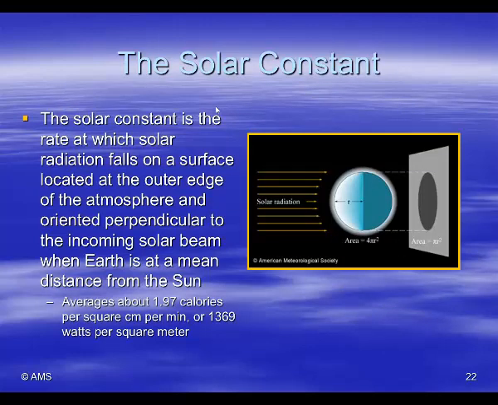We also have something called the solar constant, and this is the rate at which solar radiation falls on a surface that would be located at the outer edge of the atmosphere. So for instance, it's the energy that would strike this circle here if the Earth was flat. It averages about 1.97 calories per square centimeter per minute, or about 1369 watts per square meter.